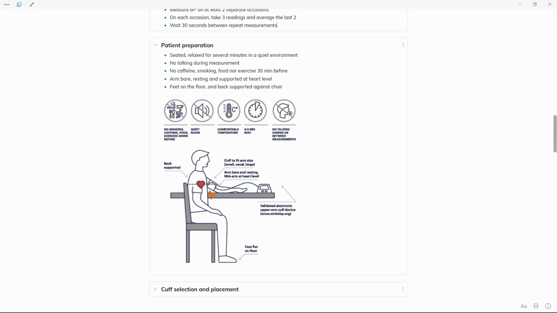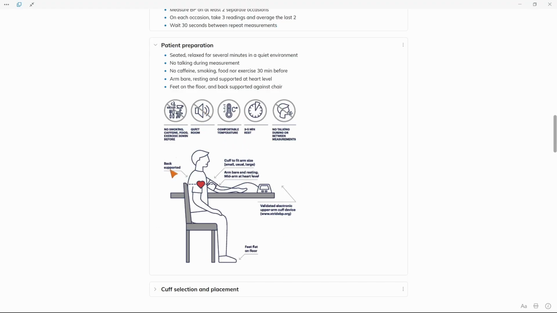Their arm has to be resting at the level of their heart. Their back has to be supported against the chair, and both feet have to be flat on the floor. The patient must not be talking during the measurement, which can be tricky because patients like to share their day with us, and the patient must also not have had any coffee or smoking or any food or any exercise 30 minutes before, because all these factors will elevate blood pressure, so you're not getting a true reading.